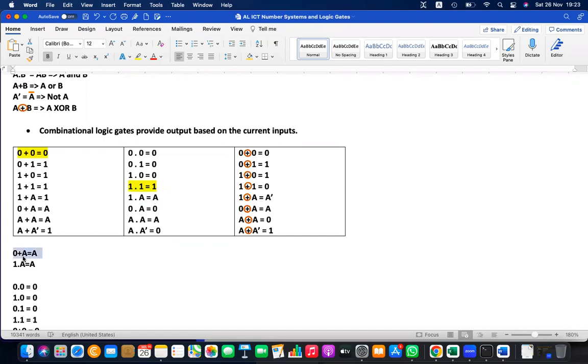This one is okay, and there is a similar one, that is this one. Okay, another one. 1 or A is 1. So what is the duality? Ones need to be 0. All ones must become 0, here also 0, and all dots must become pluses. 0 and A, 0 and A is 0.